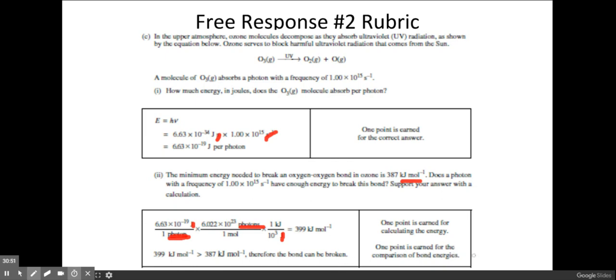Now, don't be too terribly discouraged. What if you totally bomb this and this answer is completely wrong? Let's say you get 5, and you say, oh, but 5 kilojoules per mole is less than 387 and the bond cannot be broken. Well, you're not going to get the calculation point. But if you compare the amount of energy, wrong as it may be, to that 387 kilojoules per mole required to break those bonds, and you draw the right conclusion based on your comparison, you can earn that point.